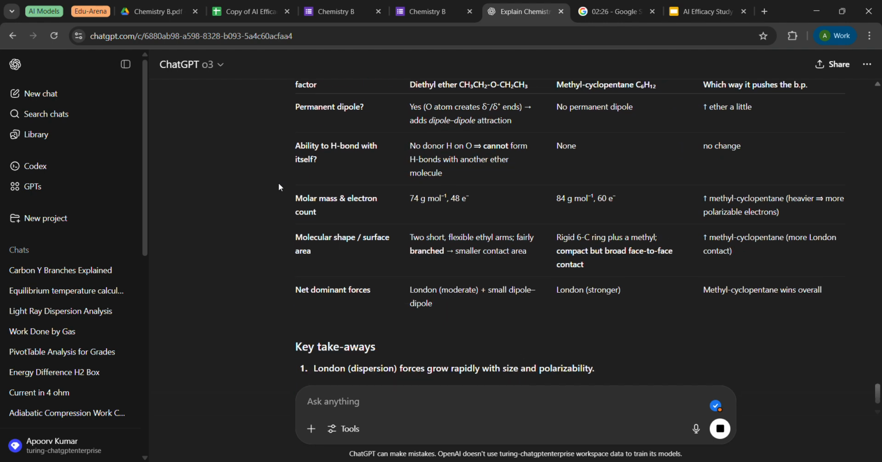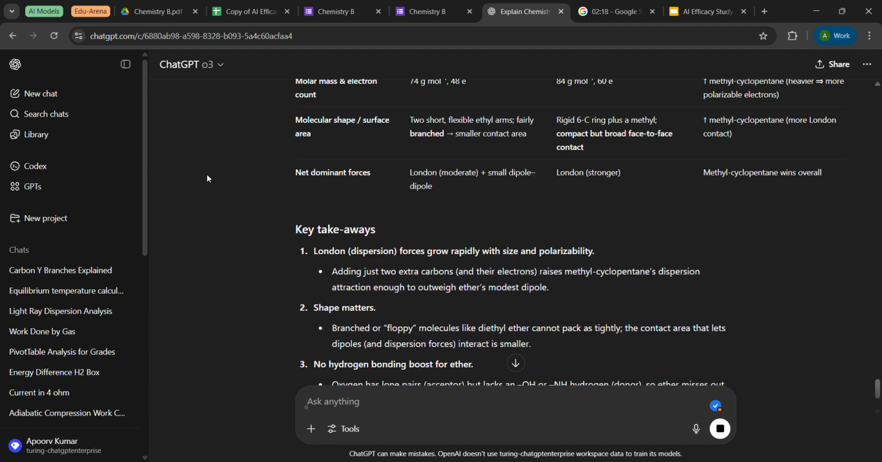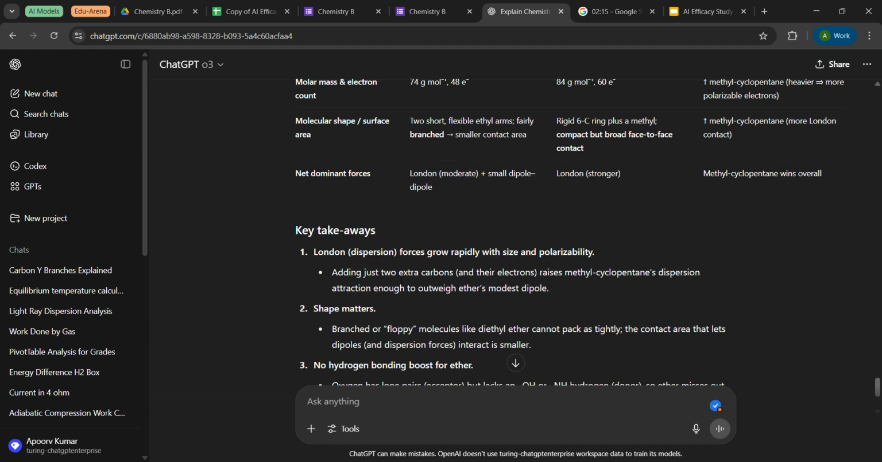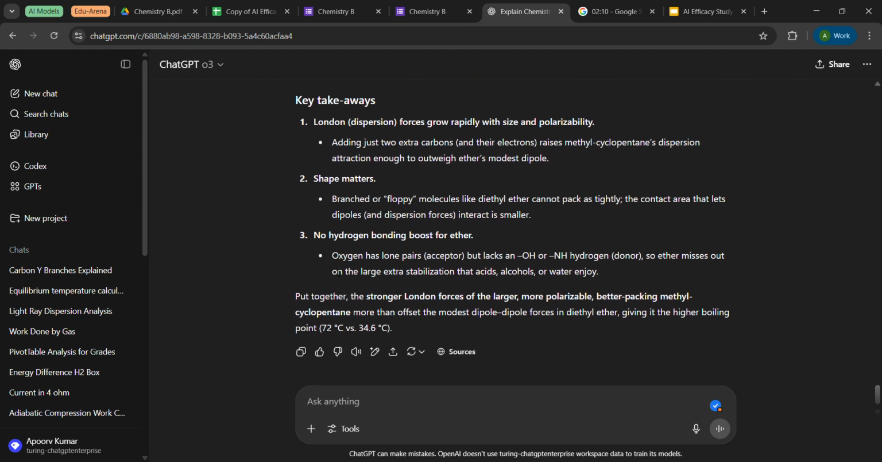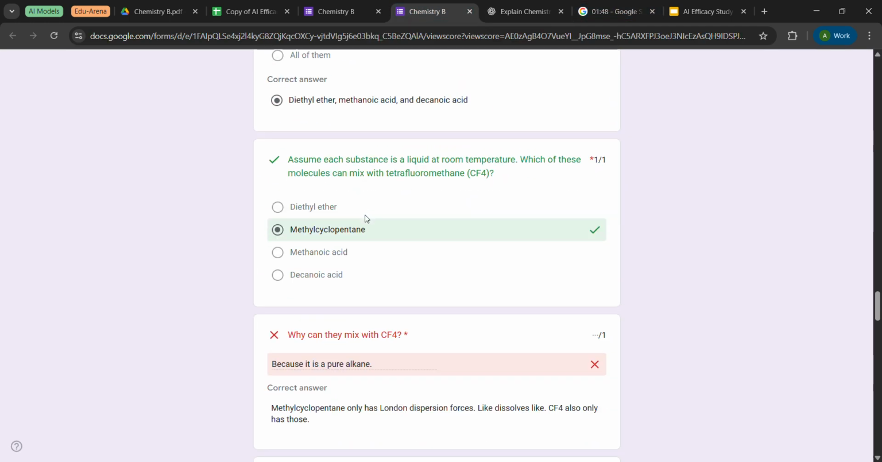None. Okay, this has more electron count. Molecular shape: short, rigid, ring plus compact. So it has more London forces, and the shape matters. Branched or floppy molecules like diethyl ether cannot pack as tightly. Since London forces are stronger, they will have a greater boiling point. Okay, that makes sense.